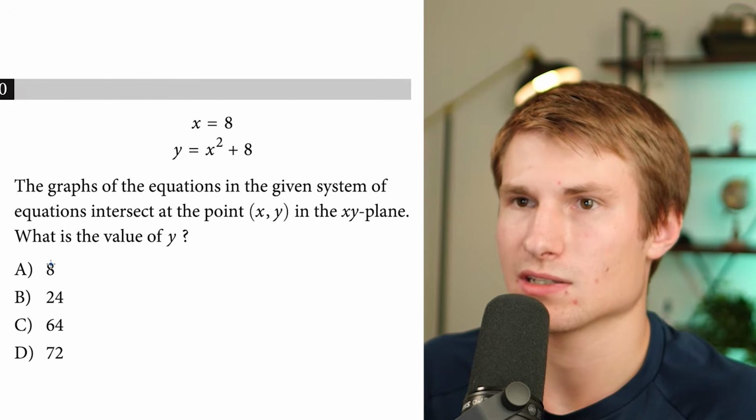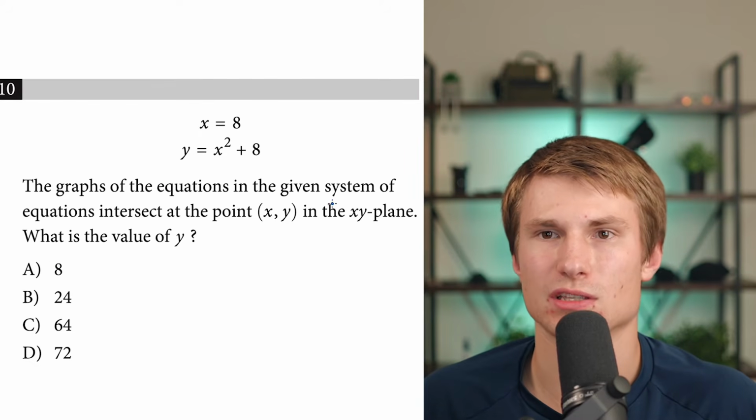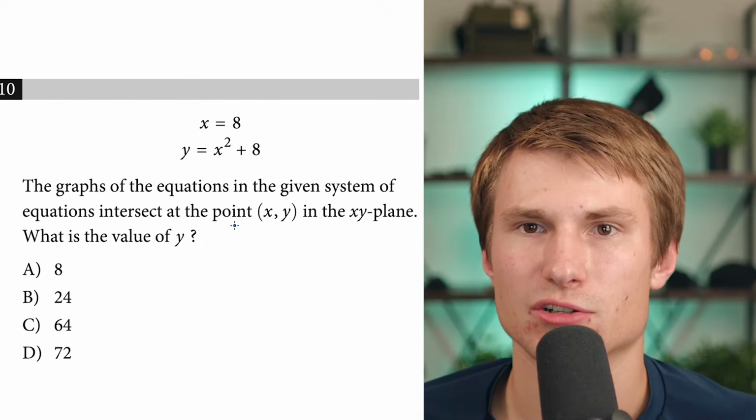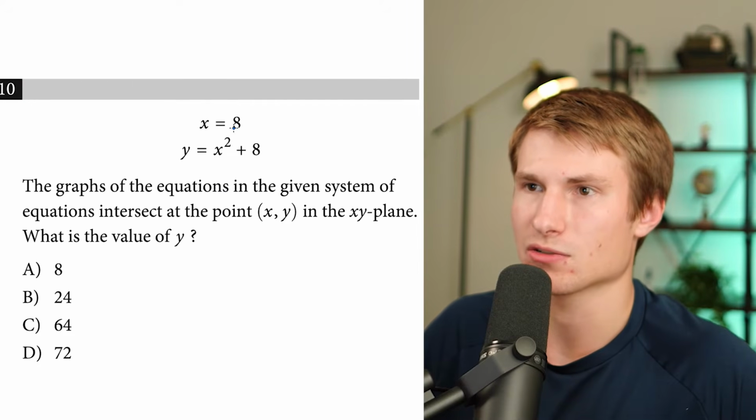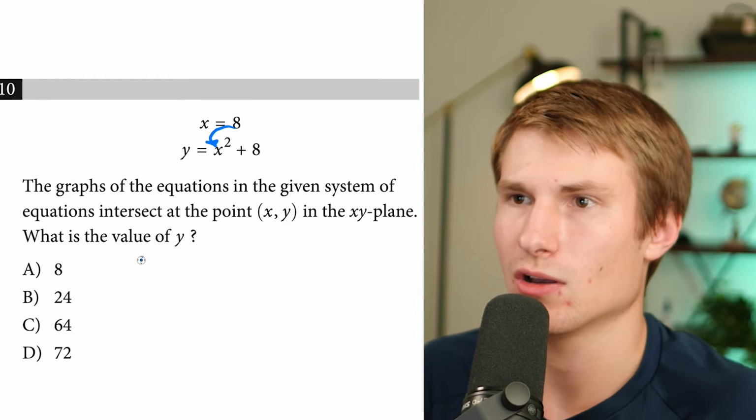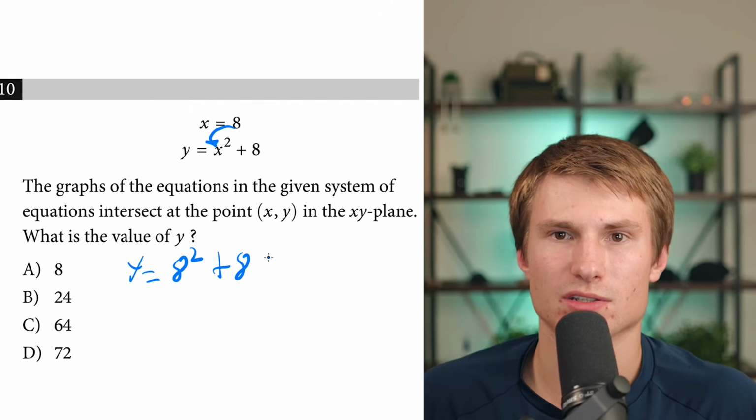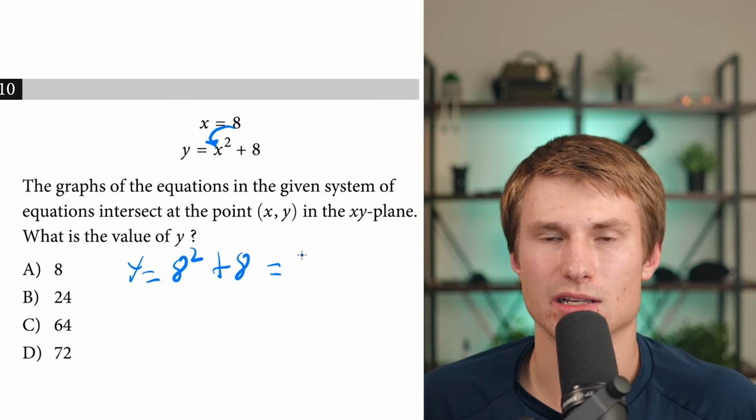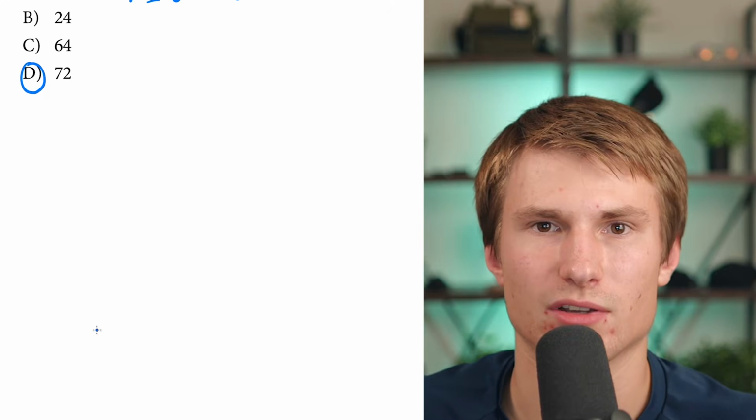Question number 10 gives us x is equal to 8, y is equal to x squared plus 8. The graph of the equations in the given system of equations intersect at the point (x, y) in the xy-plane. What is the value of y? So we need to solve for y. To do that, let's go ahead and substitute in for x. So we're going to have y is equal to 8 squared plus 8. 8 squared is going to give us 64. 64 plus 8 is going to give us 72. So our answer there is going to be answer choice D. We can go and move on to question 11.